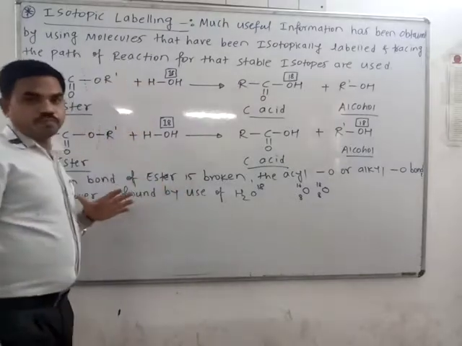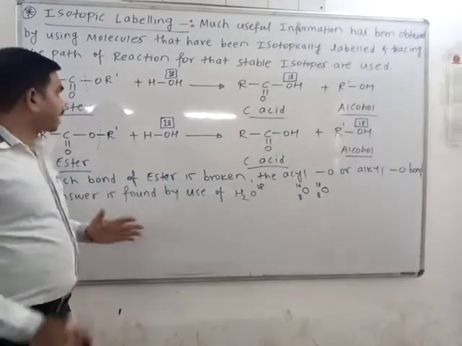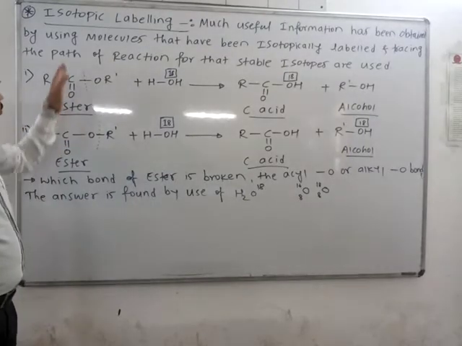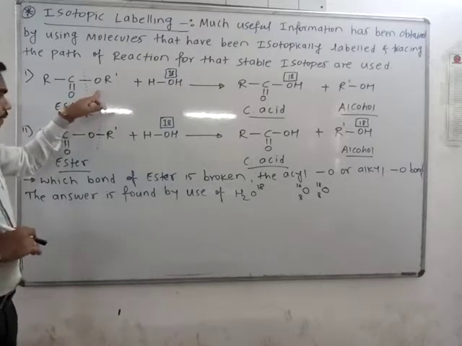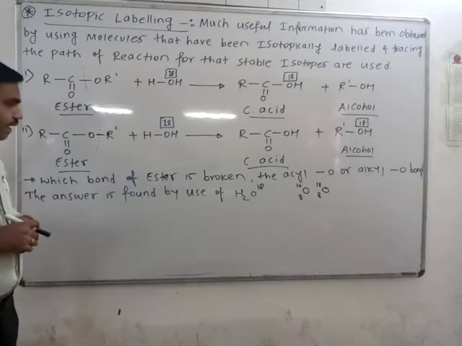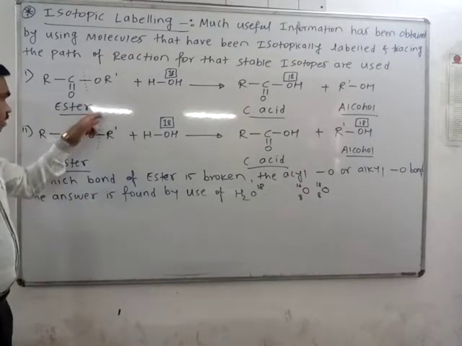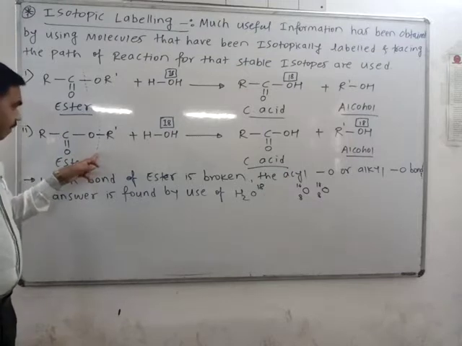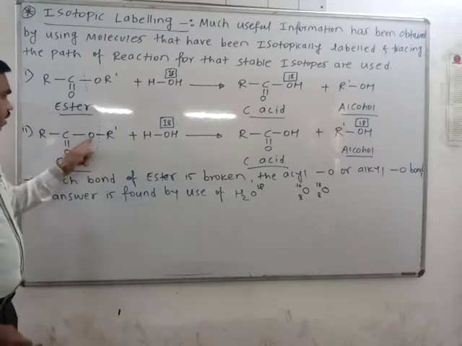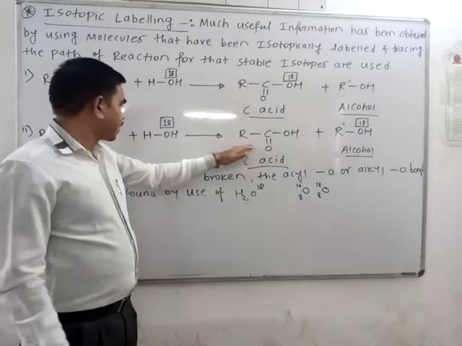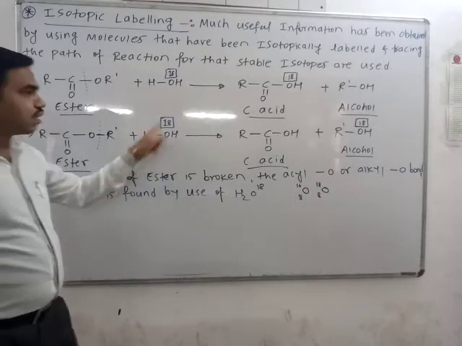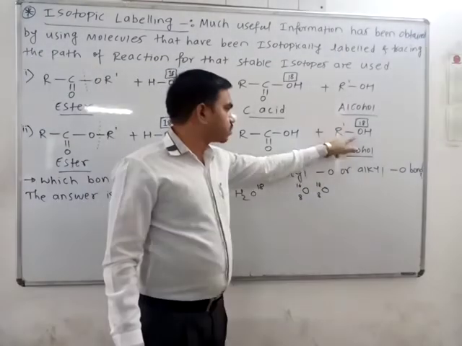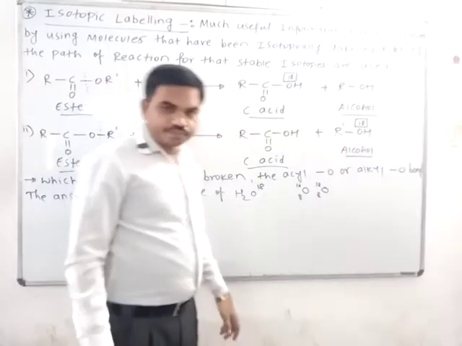So it proves, this is the proof of which bond has been broken: the acyl bond between C and O is broken. Okay, second same reaction: if this bond is broken, see what will happen, H will come here, so this is the acid, and this isotopically labeled oxygen is in the alcohol, means R-OH, here O-18.